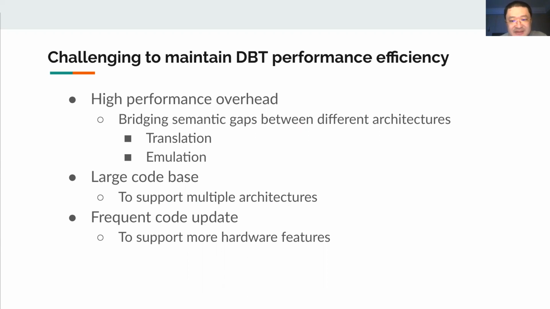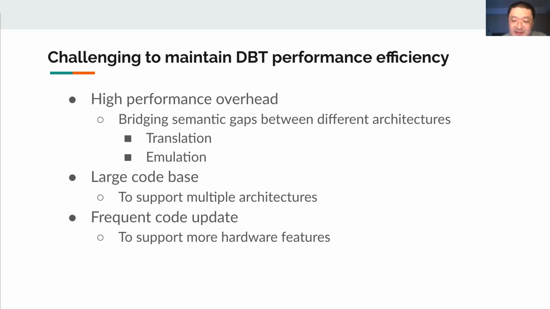Besides, a DBT system usually has a large code base. This is because it needs to support multiple host and guest architectures. So it is quite challenging to maintain the performance of a DBT system. Even worse, to support more hardware features, the source code of a DBT system is updated very frequently. As a result, any code change may potentially cause performance issue. If there exist too many commits between two versions with a performance issue, it is very hard to figure out the root cause of the issue.